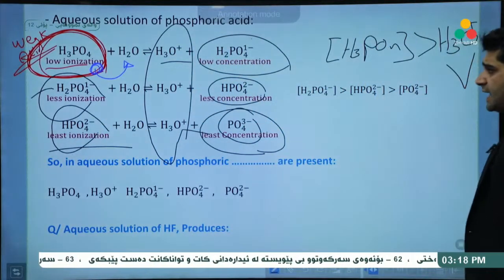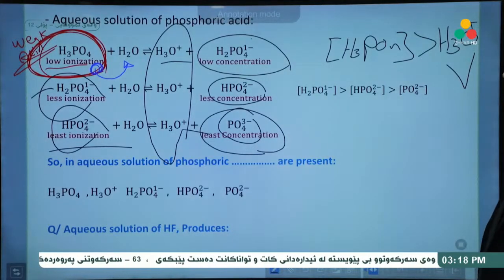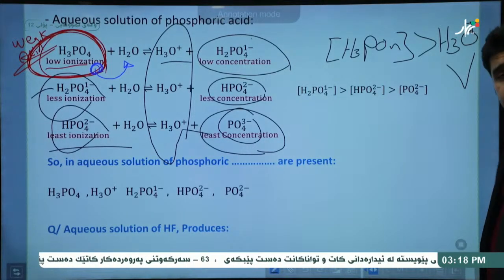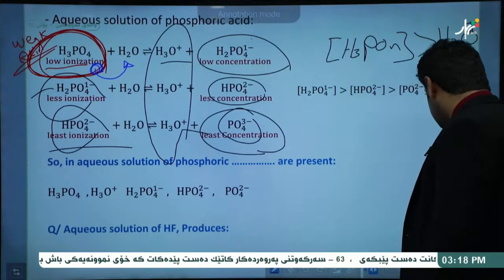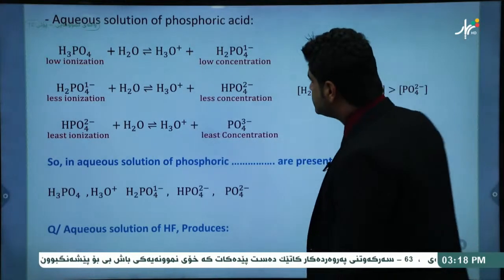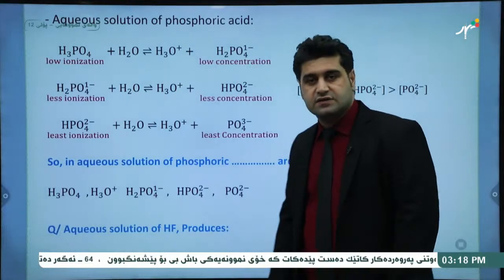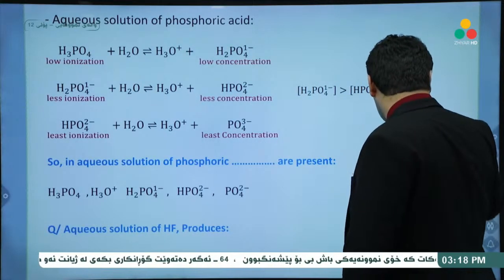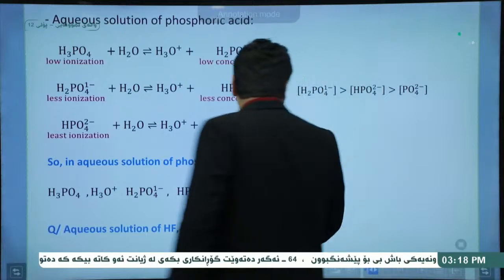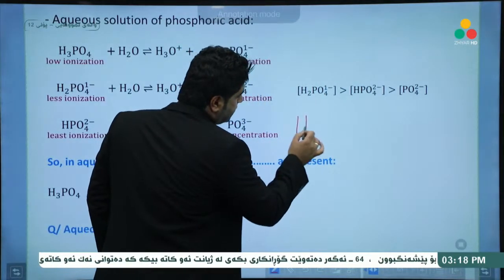Well, teacher, actually, we almost confused it. Can you tell us the fast way and the easiest way to understand or to write the type of species that can be present in the electrolyte, I mean aqueous solution of the electrolyte? Well, I can tell you that. It's easy. Look, we have H3PO4.